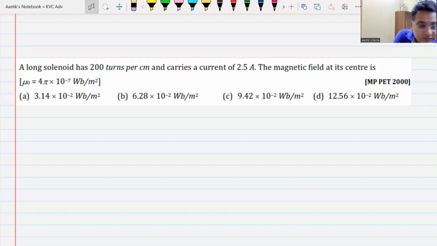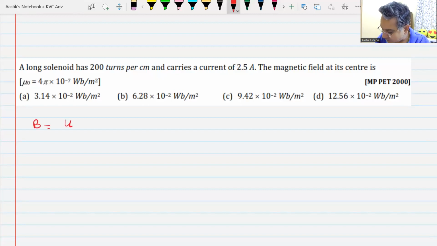Then this is the first question. A long solenoid, whenever they say long or ideal, it is an infinite solenoid. A long solenoid has 200 turns per centimeter and carries a current of 2.5 amperes. What is the magnetic field at the center? I'll give you 2 minutes to give me the answer. Option B is the correct answer.